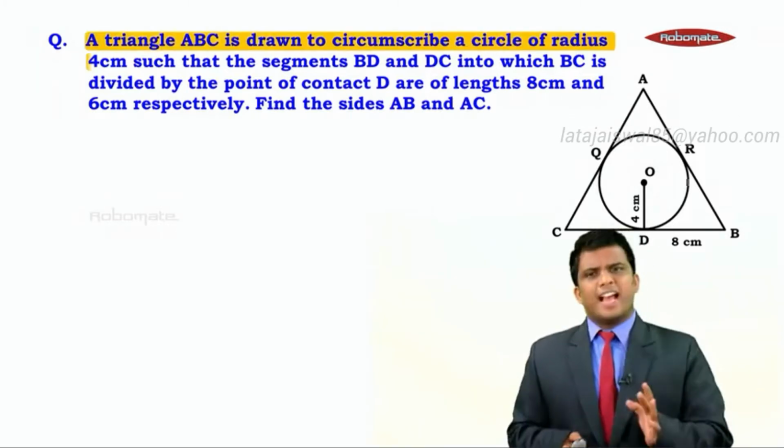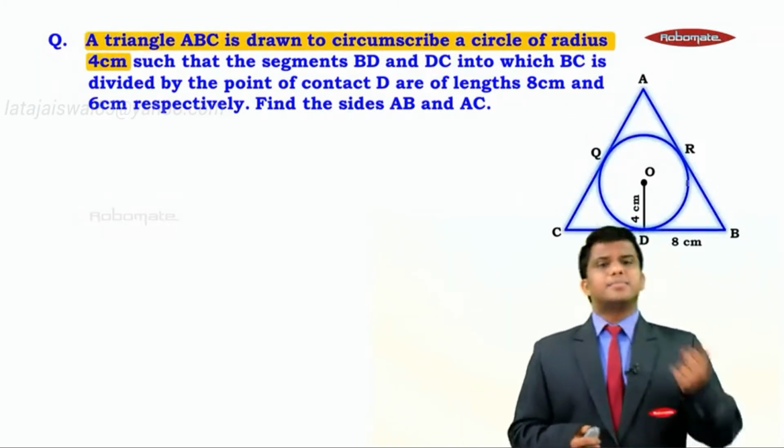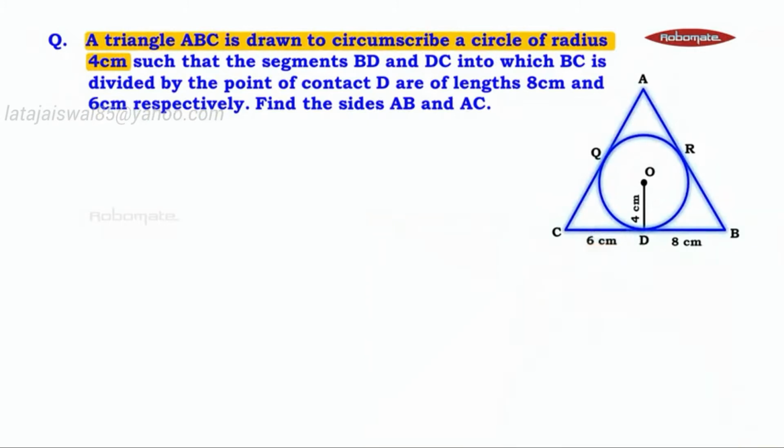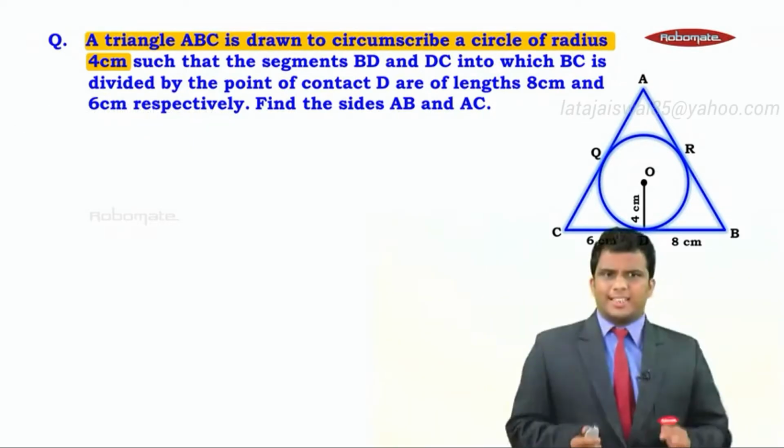Now to start with, we have a triangle that is circumscribing a circle. That means the circle is touching all the three sides of the triangle. That means the three sides AC, BC and AB are the tangents to the circle at points Q, D and R respectively. That gives us a small understanding.